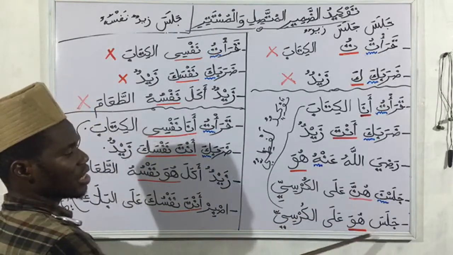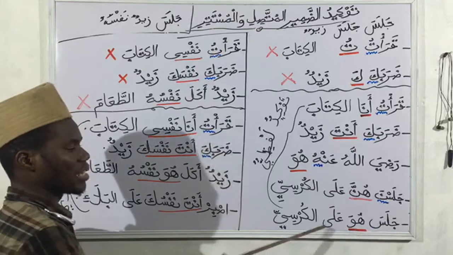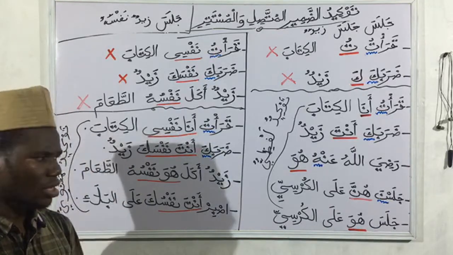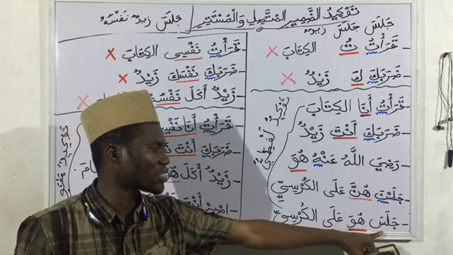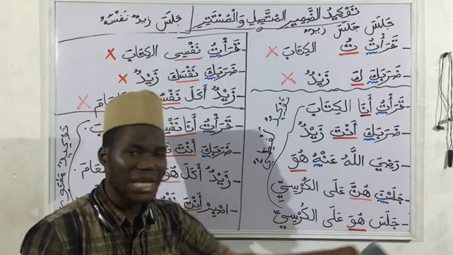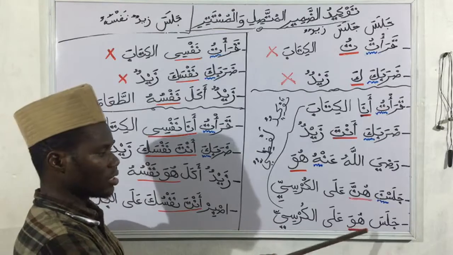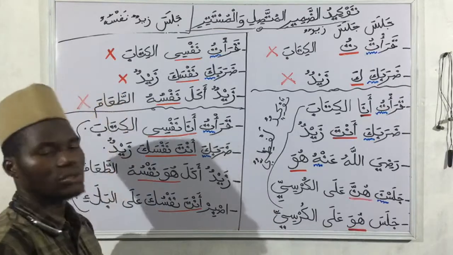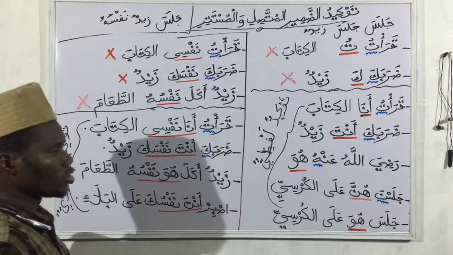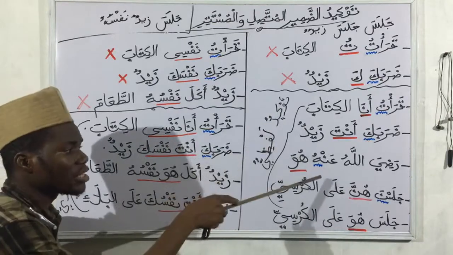Then lastly, "jalasa". I want to say "jalasa alal kursiyi", he sat on the chair. Now I want to re-emphasize the wording inside it, like the doer of the action, you know, it is not written. So what will I say? "Jalasa huwa alal kursiyi". So I'm re-emphasizing the word. So that is how we do taukid al-lafzi.